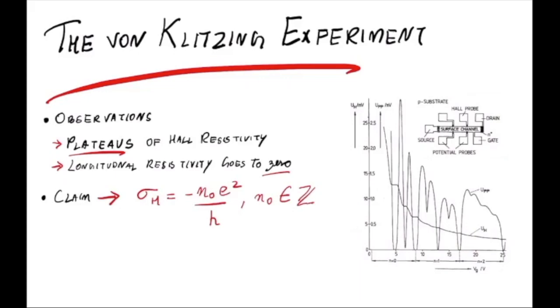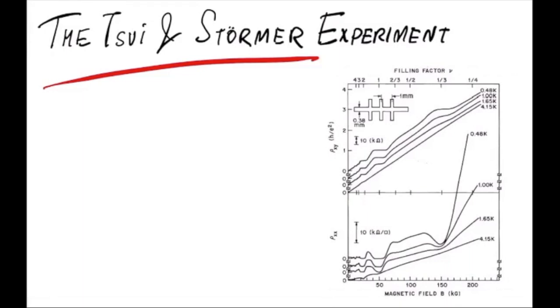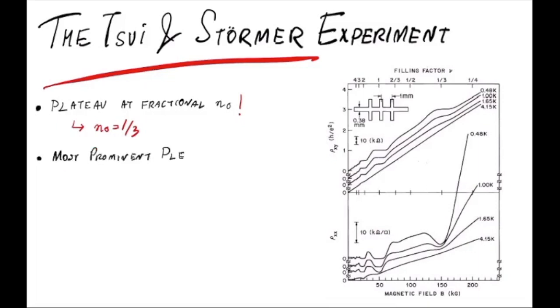After this experiment, in 1982, we have the Tsui and Stormer experiment. In this experiment, Tsui and Stormer observed that nu can take fractional values also. As you can see in this adjoining graph, the Hall plateaus form at nu equal to 1 by 3. In this paper, they described that the most prominent Hall plateaus were at nu equal to 1 by 3, 1 by 5, and 2 by 5.